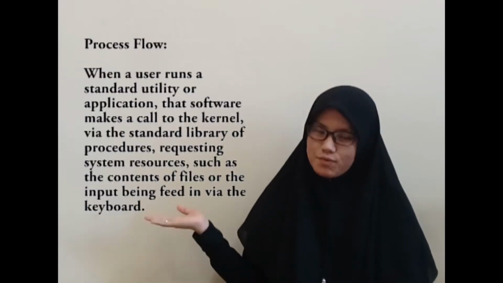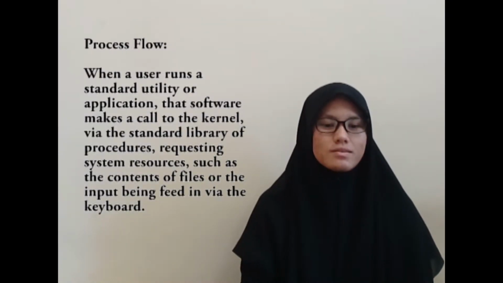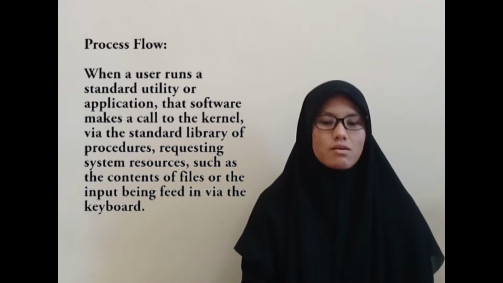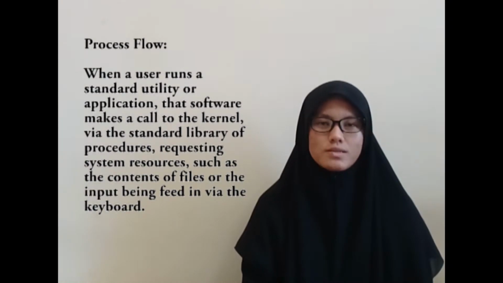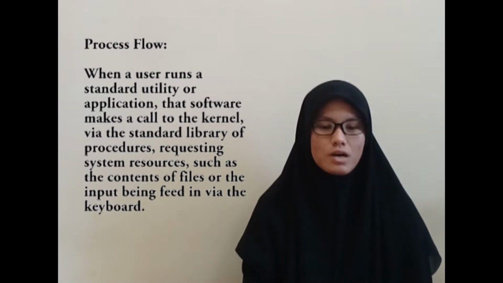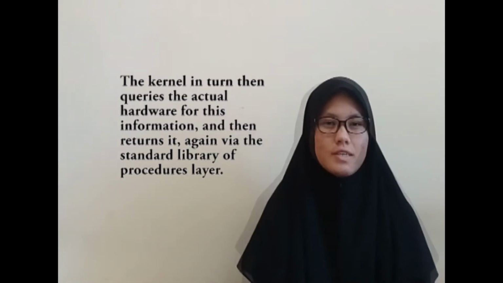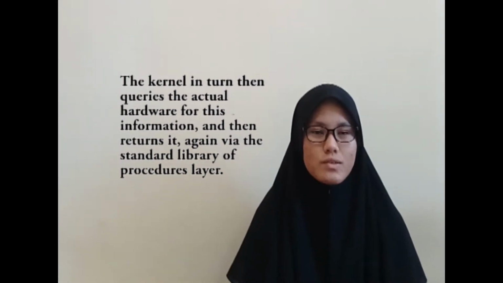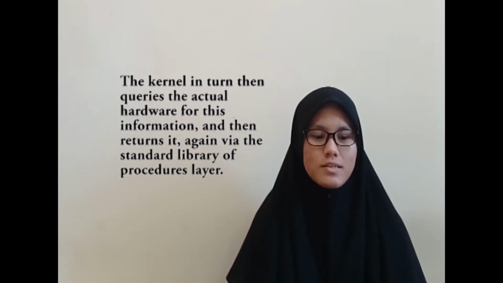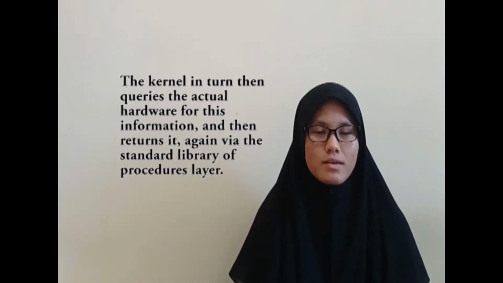This is the process flow. When a user runs a standard utility or application, that software makes a call to the kernel via the standard library of procedures, requesting system resources such as the content of files or the input being fed in via the keyboard. The kernel in turn then queries the actual hardware for this information and then returns it again via the standard library of procedures layer.